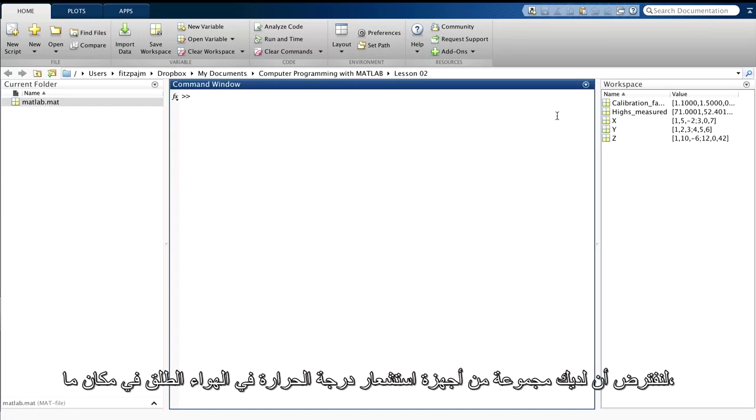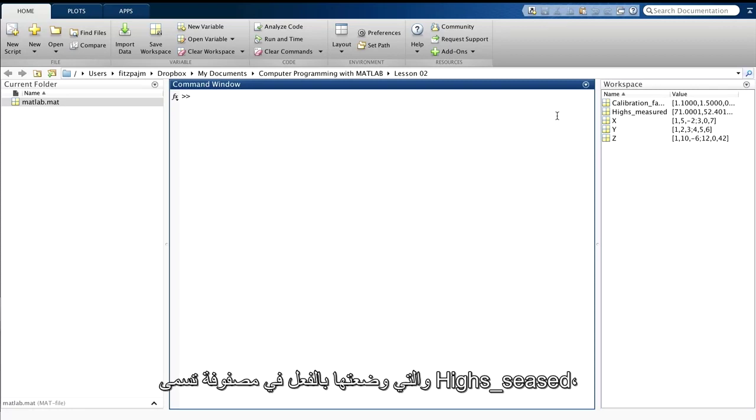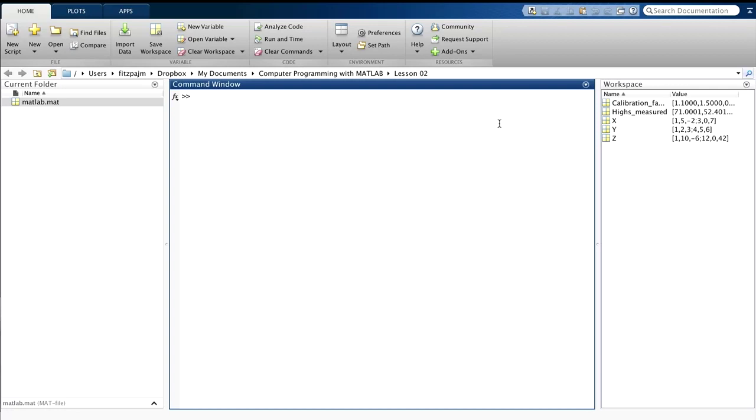Let's suppose you had an array of temperature sensors outdoors somewhere laid out in a rectangular grid covering a few square miles and reporting back to a central facility. And today, let's suppose they measured these high temperatures, which I've already put into an array called highs measured. Let's take a look at these.